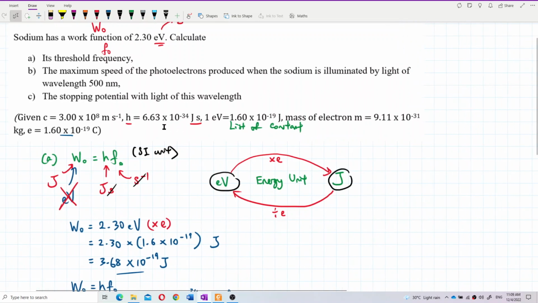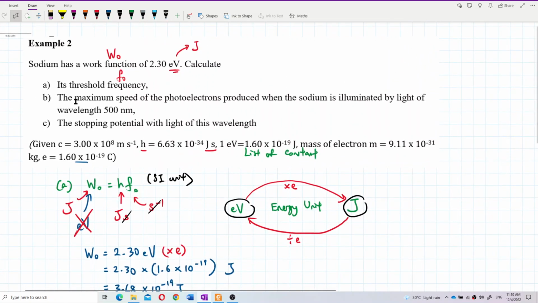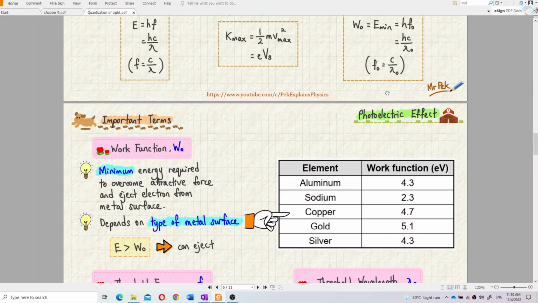So we want to find what? Calculate the maximum speed of the photoelectron produced when the sodium is illuminated by the light of wavelength 500 nanometer. So this light of wavelength, this is called the incident light.